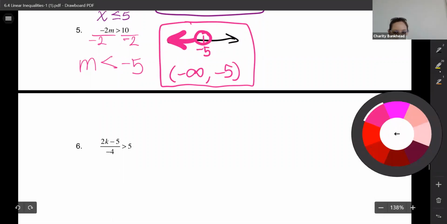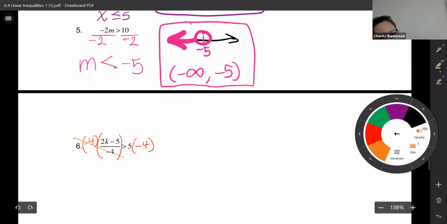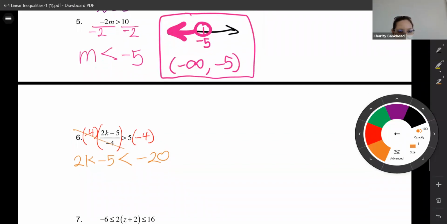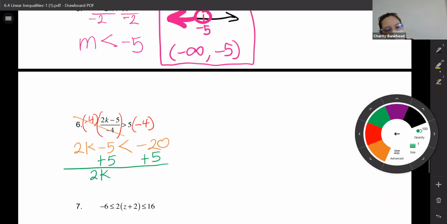All right, so number 6, the first thing we have to do is multiply both sides times -4. So then we're going to have 2k minus 5 is less than -20. We multiplied by a negative number, so we had to flip the inequality. Next, we would just add 5. So 2k is less than -15.